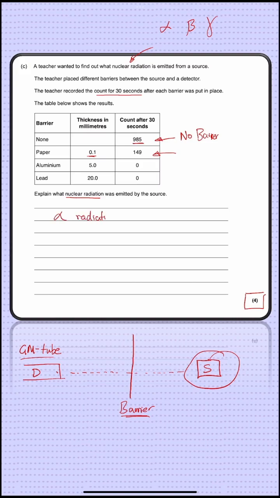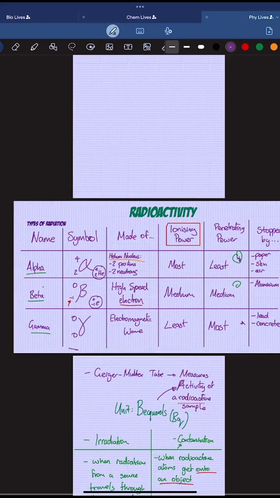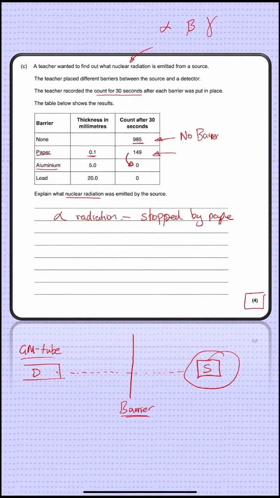So alpha radiation, because what's the second mark for? Let me see what you guys are saying in the comments. Because it's stopped by paper. Yep, good. So that's 2 marks. What do you think the other 2 marks are for? The other one is this part here. Look at this. Once you add aluminium, it goes from 149 to 0. So that means the aluminium has also stopped something. The paper has stopped the alpha, but remember what aluminium stops. If we look back at our notes, beta is stopped by aluminium. So there must also be beta radiation as well.